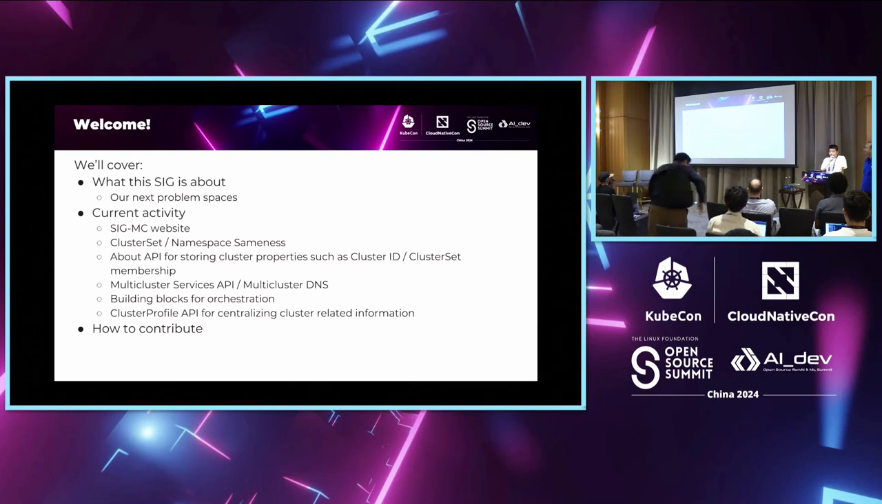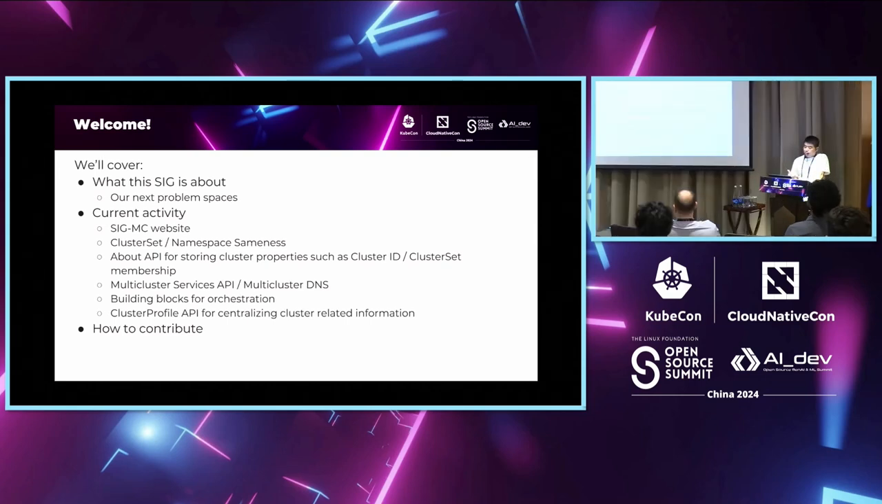This talk will cover what SIG Multicluster is and its recent development activity, including our SIG Multicluster website and a bunch of APIs, including ClusterSet, Cluster Profile, and the Multi-Cluster Service API and so on. And at the end, we'll share how to contribute to the SIG.